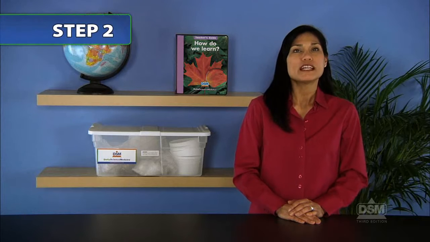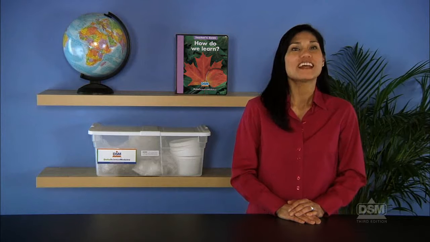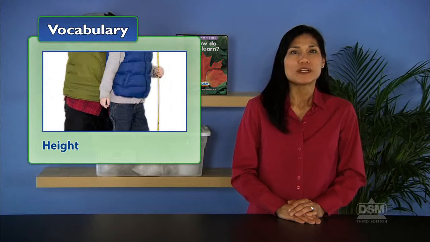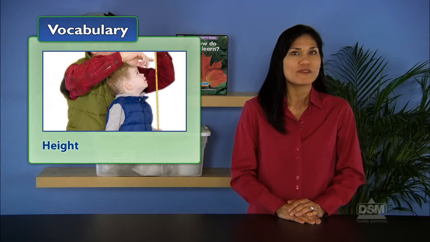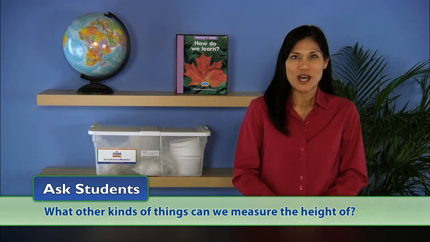Ask students to line up against the wall in size, in order, starting with the shortest student and ending with the tallest. As students arrange themselves in order, discuss their observations using words such as tall, taller, short, and shorter. Help students define height as the measurement from the bottom of the feet to the top of the head. Ask students, what other kinds of things can we measure the height of? Students may suggest buildings, mountains, trees, doors, and other upright objects.